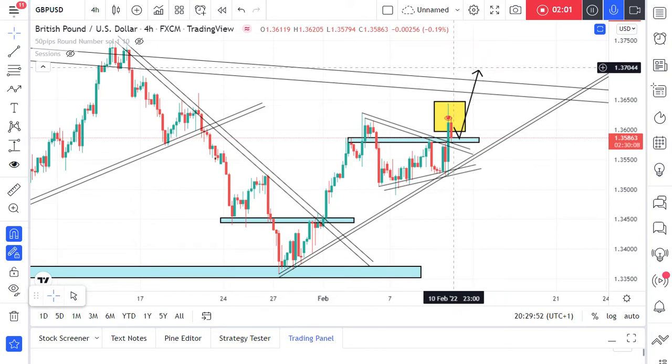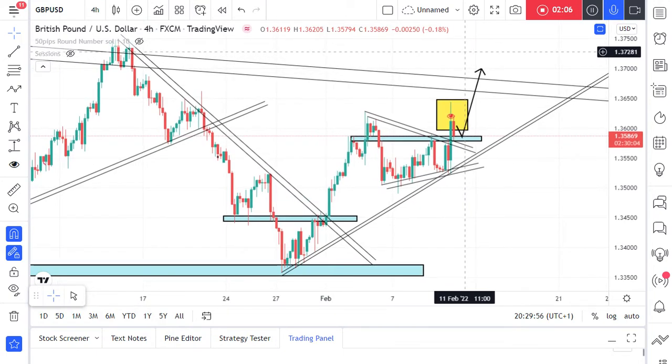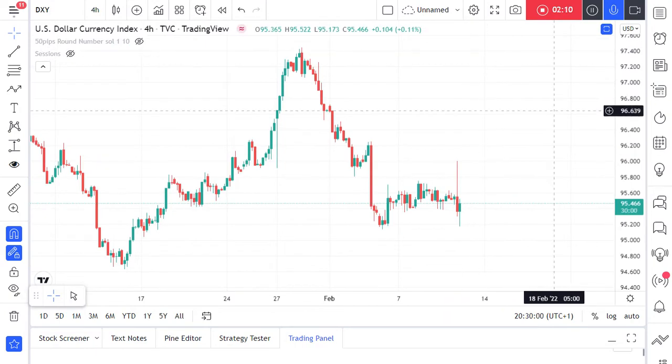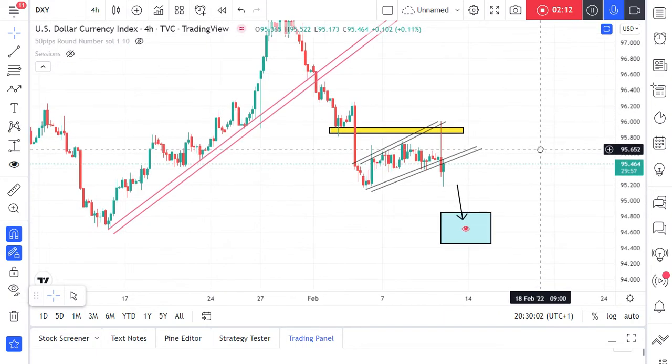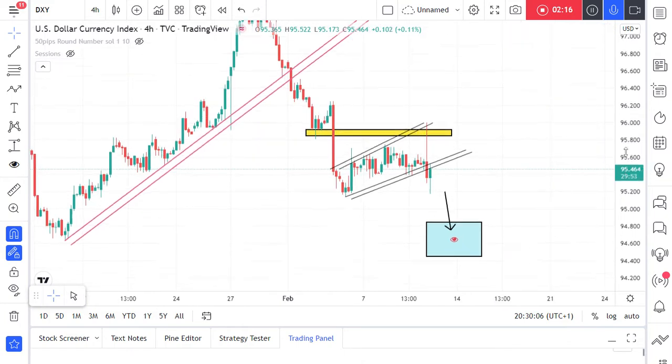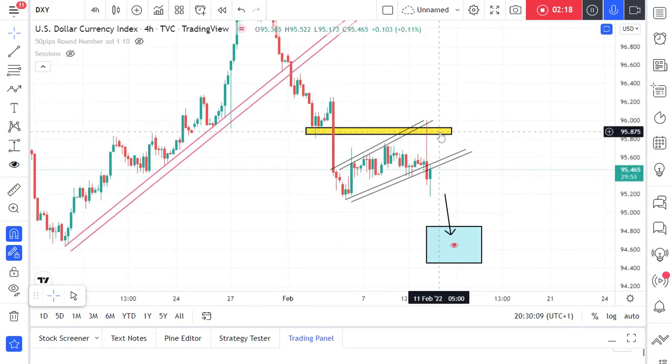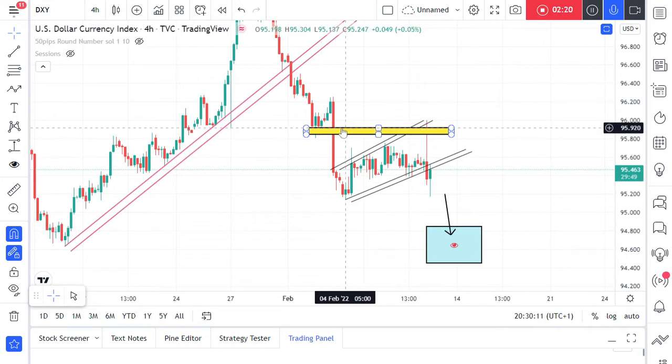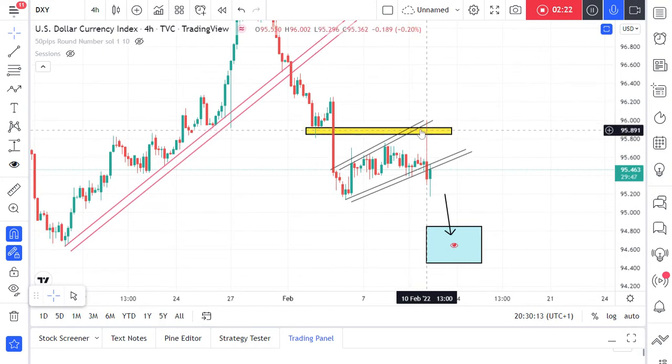Okay, so this is what I'm actually looking out for on GBP. An additional factor of confluence on this trade is on the DXY, the dollar index. If you look at the dollar index, you find that price has formed, first of all, this flip area. I was waiting for price to return back to this area before dropping.